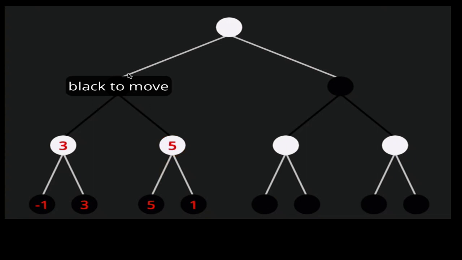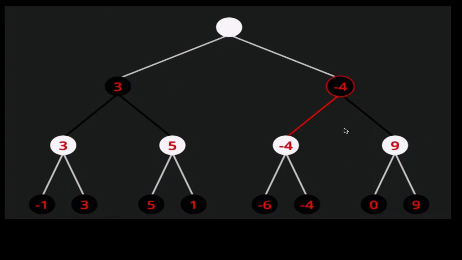Which one will I choose? Because the black player wants to minimize the score, he'll choose 3. It's simple like that. I do the same for the right side of the tree. Then, because it's the white player's turn, I'll choose the max of these 2. So I'll choose 3, and this is the path that I shall take.